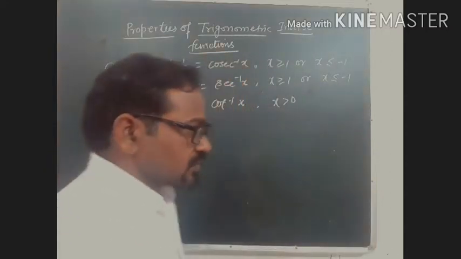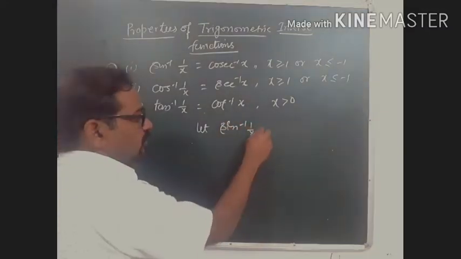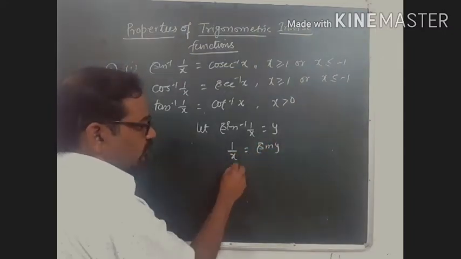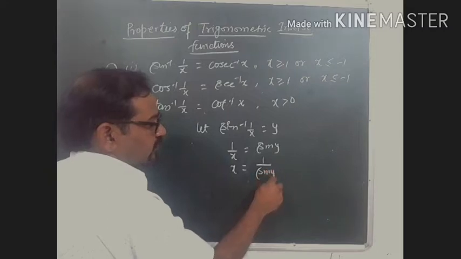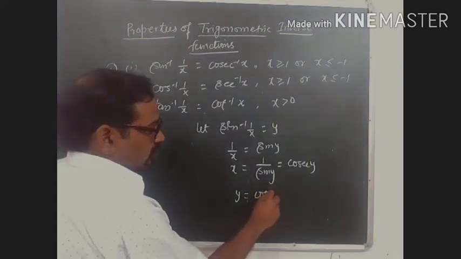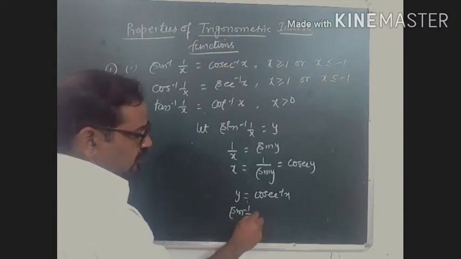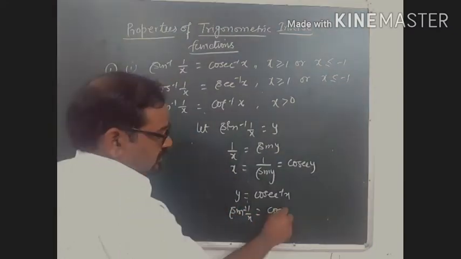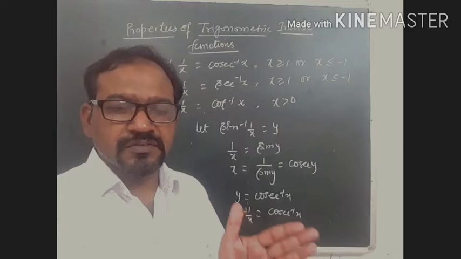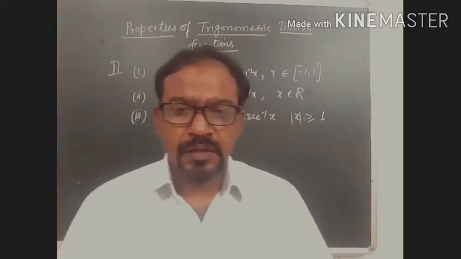So the first part is sine inverse 1 upon x. Let sine inverse 1 upon x equal y. Then 1 upon x equals sine y. Therefore x equals 1 upon sine y, and 1 upon sine y means cosec y. Therefore y equals cosec inverse x. Y means sine inverse 1 upon x. So sine inverse 1 upon x equals cosec inverse x. Similarly, you can prove tan inverse 1 upon x equals cot inverse x and cos inverse 1 upon x equals sec inverse x.